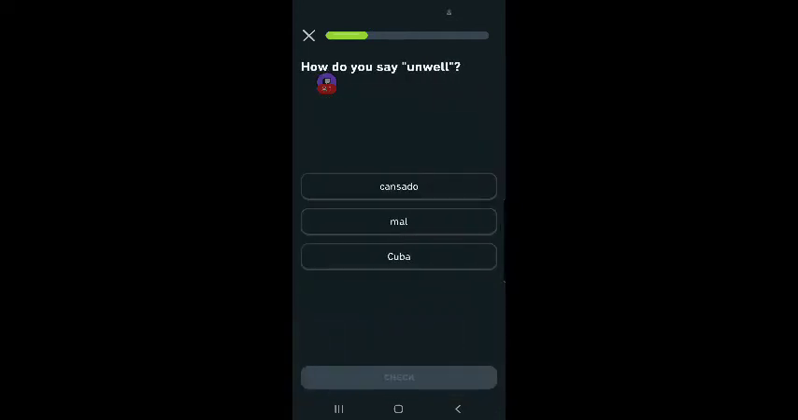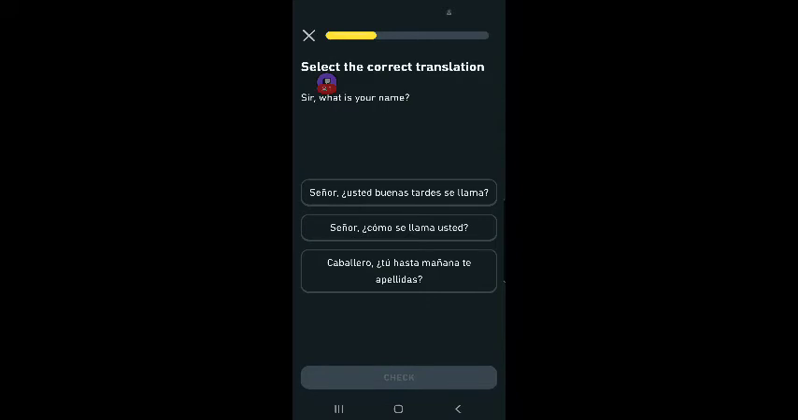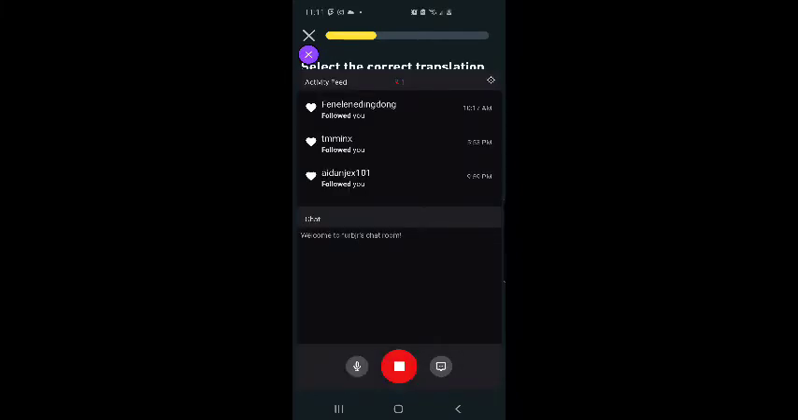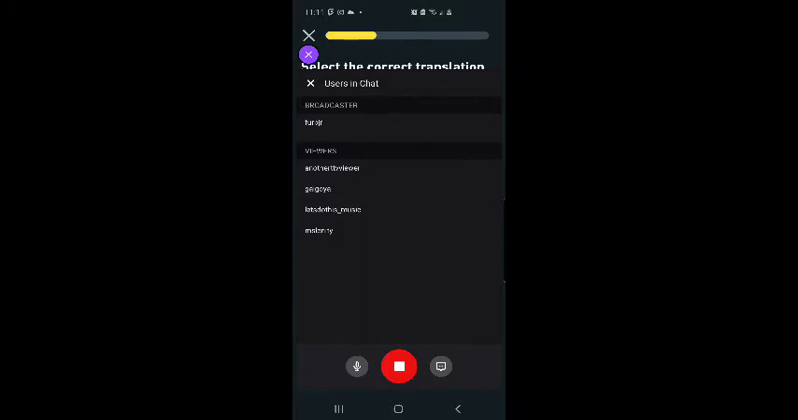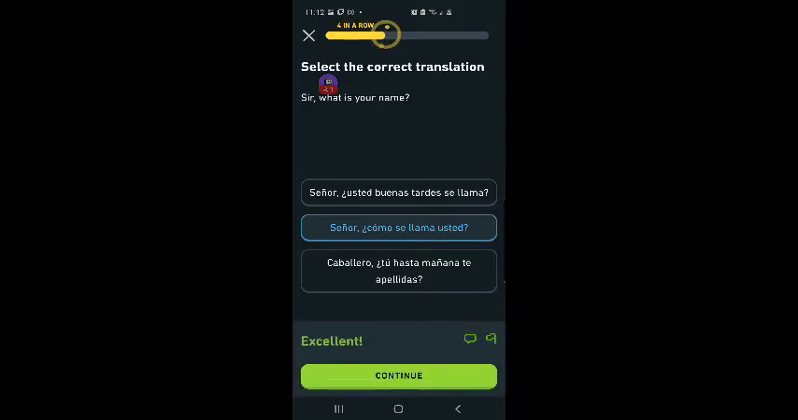How do you say unwell? Cansado, mal, or Cuba? Cuba está mal. Mal. Select the correct translation. Sir, what is your name? That's not right. Sir, what is your name? Señor, ¿cómo se llama usted? That's correct. Señor, ¿cómo se llama usted? Sir, what is your name?